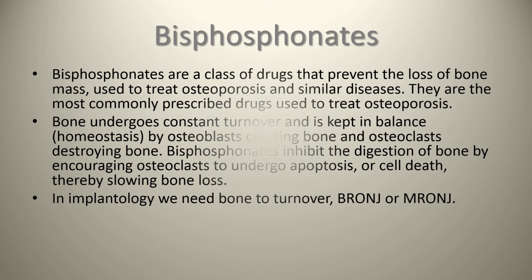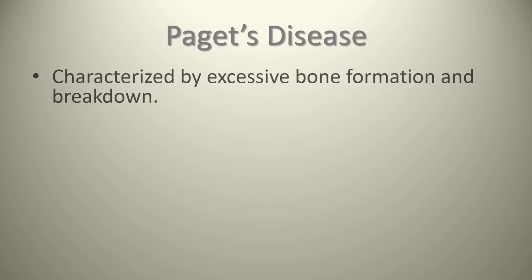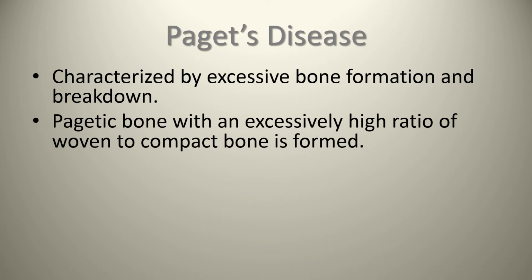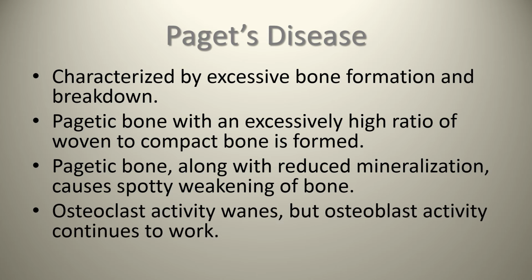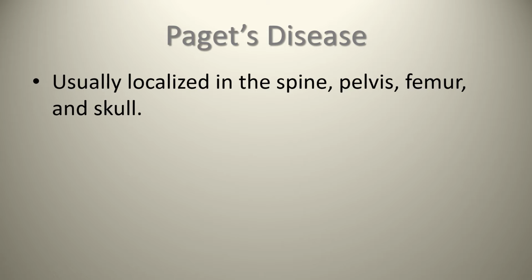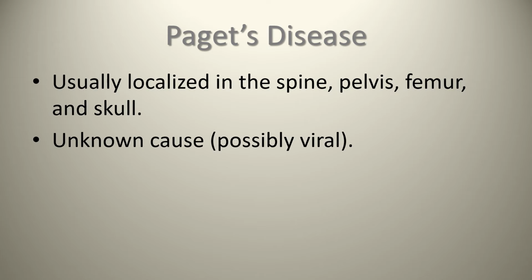Paget's disease is characterized by excessive bone formation and breakdown. So Pagetic bone with an excessively high ratio of woven to compact bone is formed. Pagetic bone, along with reduced mineralization, causes spotty weakening of the bone. So osteoclast activity wanes, but osteoblast activity continues to work. It's usually localized in the spine, the pelvis, the femur, and the skull. The cause of this is unknown. Some people have postulated that this may be viral causation. Treatment includes the drugs didronate and Fosamax.